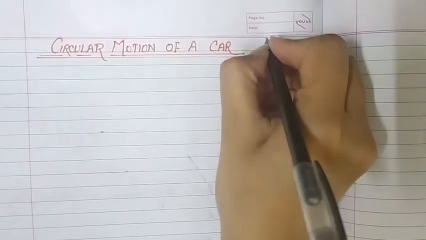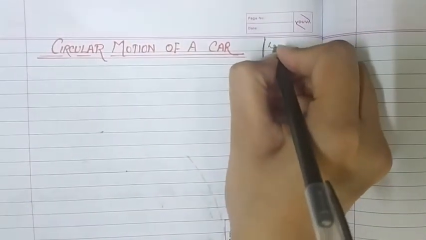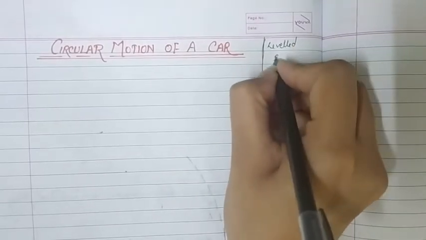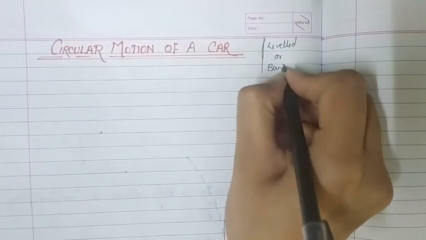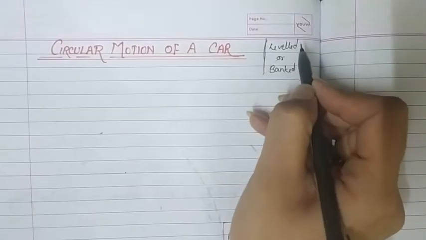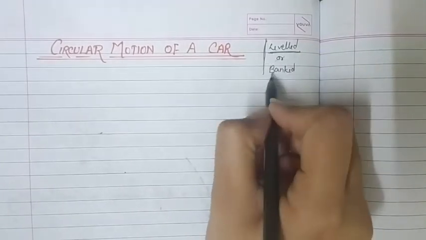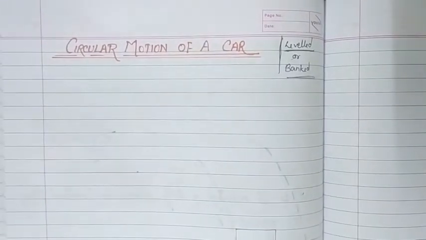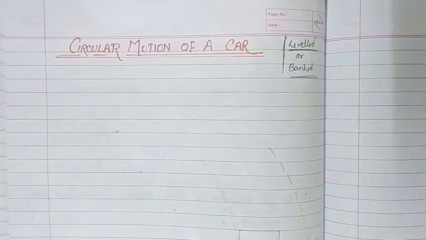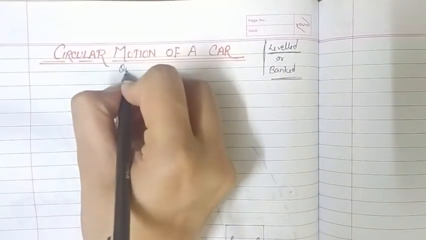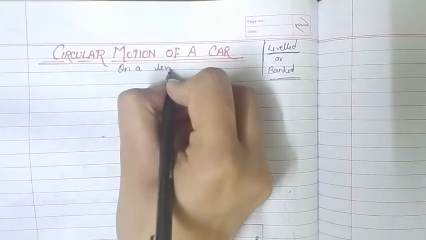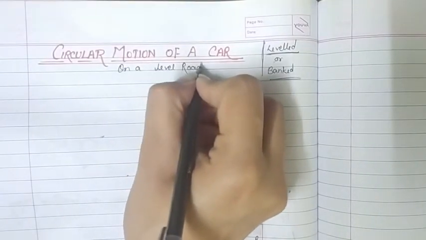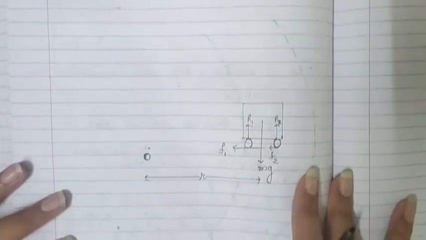Now in this case there are two possible situations. That road can be either leveled or banked, or we can say inclined with the horizontal. First we are talking about a leveled road. After that we will do the same thing for a banked or inclined road. So the first thing that we are going to study is circular motion of a car on a level road. Here I have the diagram for the situation.